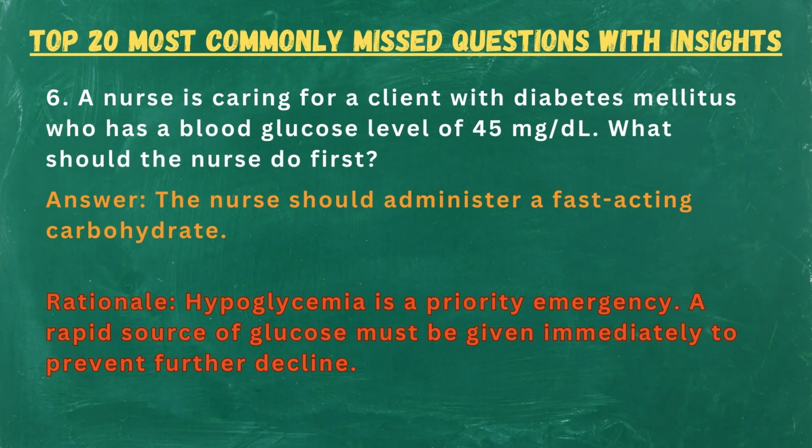6. A nurse is caring for a client with diabetes mellitus who has a blood glucose level of 45 milligrams per deciliter. What should the nurse do first? Answer. The nurse should administer a fast-acting carbohydrate. Rationale. Hypoglycemia is a priority emergency. A rapid source of glucose must be given immediately to prevent further decline.